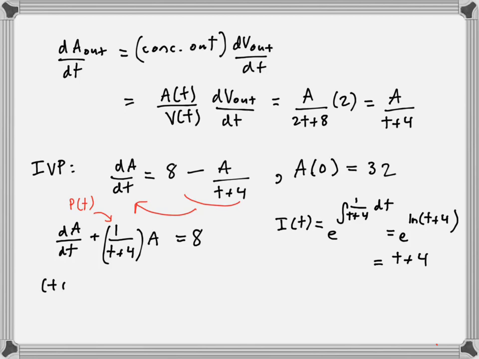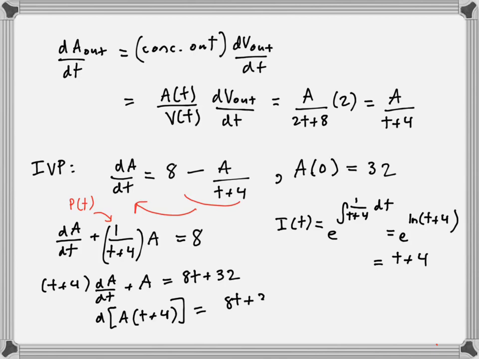Next, I'm going to multiply the whole thing by t plus 4, and so this is what we get. And on the other side, I'll just write 8t plus 32, right? How do we actually solve this? Remember, the left side actually becomes d of A times t plus 4. And on the right, I get 8t plus 32 dt. And now I'm going to integrate both sides. So on the left side, I get A times t plus 4.